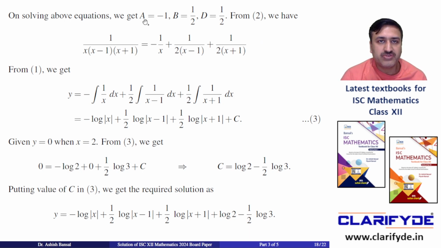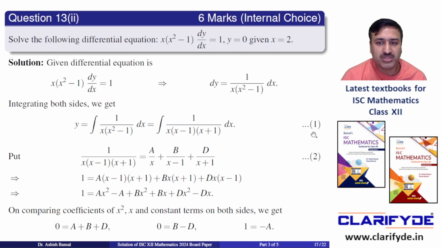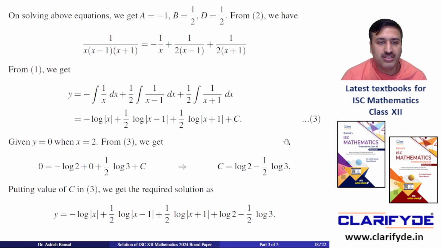These values of a, b and d can be substituted in equation number 2 here to get the value of this expression, which can in turn be substituted in the first to get the value of y. Now this is the given condition that y equals 0 when x equals 2. We put these values in the third equation to get the value of c as log 2 minus half log 3. Now this value of c can be substituted again in the third equation to get the required solution of the differential equation.